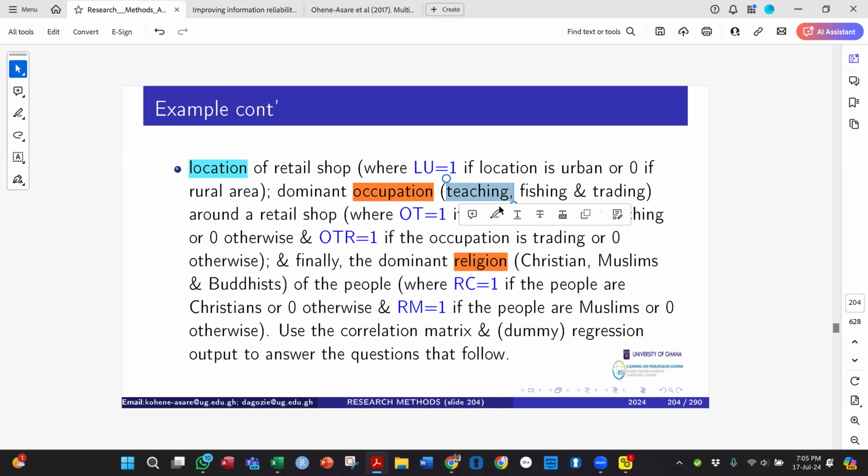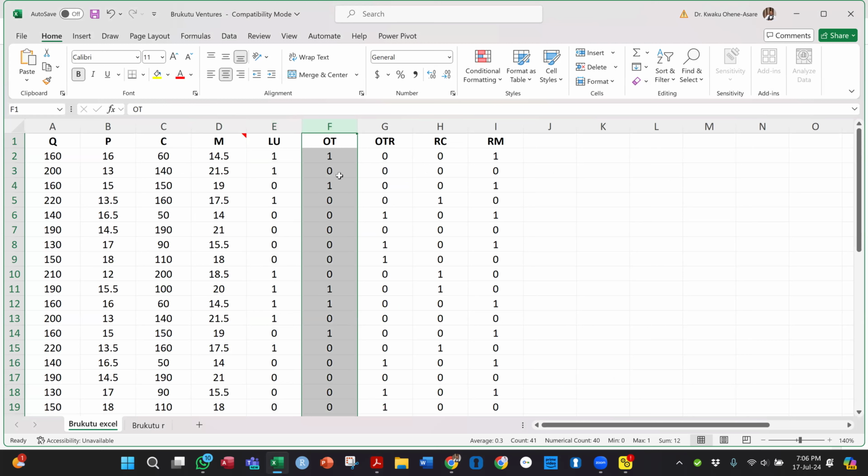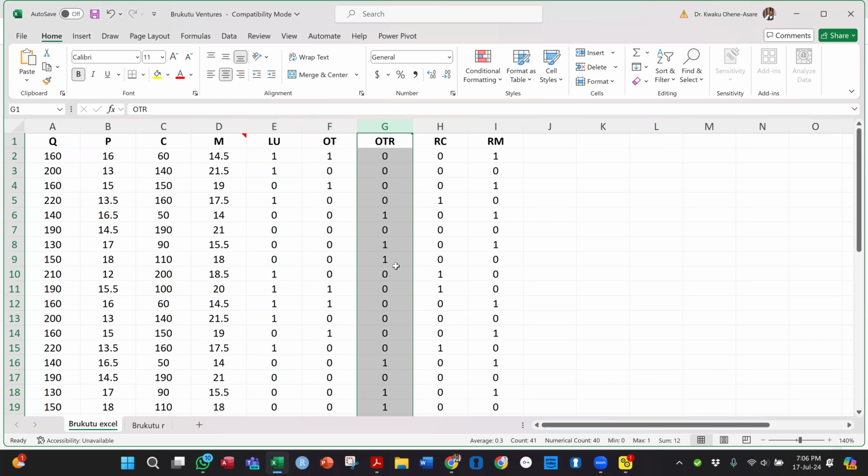Teaching, fishing, trading, these are the occupations. But when you look at the story, only 2 of them have been given. How do we know? OT was 1 if the occupation is teaching, or 0 otherwise. OTR is 1 if the occupation is trading, or 0 otherwise. So of all these 3 kinds of occupation, which one was omitted? Which one was the reference category? Which one was given a value of 0? Who can tell me? Fishing. That's it. So if I go to the Excel, and occupation teaching, anything that is not teaching must be given a value of what? 0. And occupation trading, anything that is not trading must be given a value of 0.